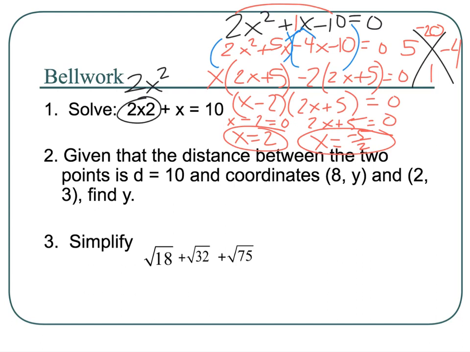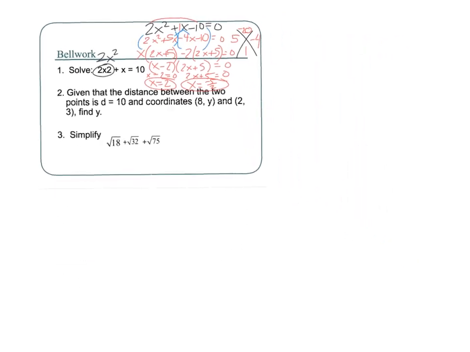All right, next one. Given the distance between the 2 points is d equals 10 and the coordinates are (8, y) and (2, 3), find y. So we can do these problems for x or for y. The last one was y. This one's y again. It's just a coincidence that happens. So let's make sure we have some room to work. I'm going to make this quite a bit smaller so we can do a little bit of work over here.